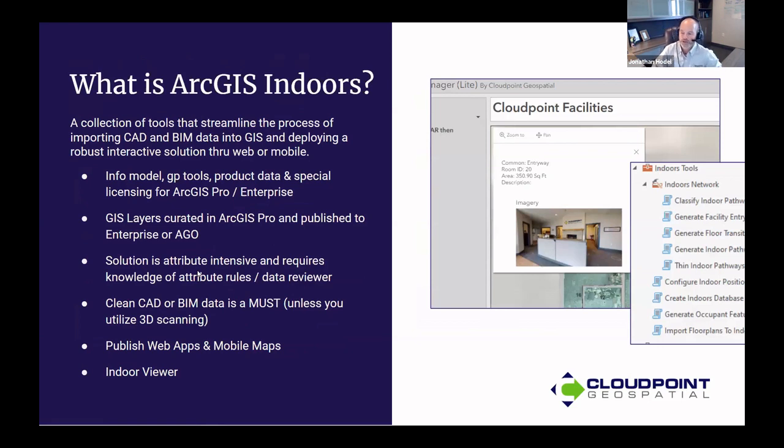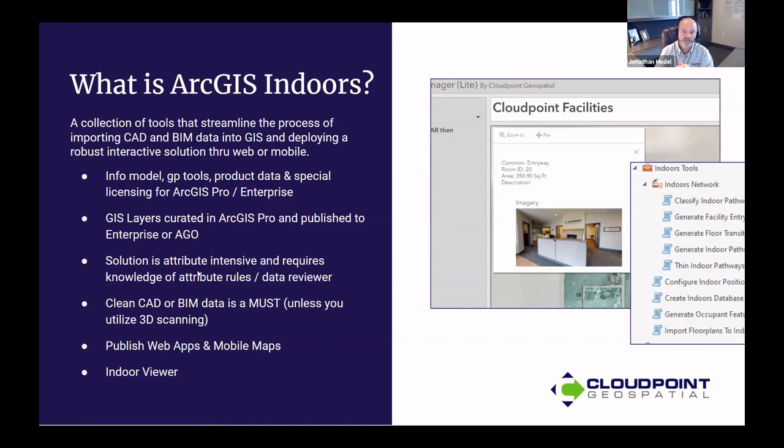So what is ArcGIS Indoors? In my own words, I describe it as a collection of tools that streamline the process of bringing in CAD or BIM data into GIS to be able to utilize the GIS as your source. And that's really what Esri has here with ArcGIS Indoors: a solution that streamlines that workflow. The components of it: there's an information model called the AIIM, ArcGIS Indoors Information Model, that is provided by Esri. There's also a list of GP tools, which you can see on the right side of my screen, that come with the solution.